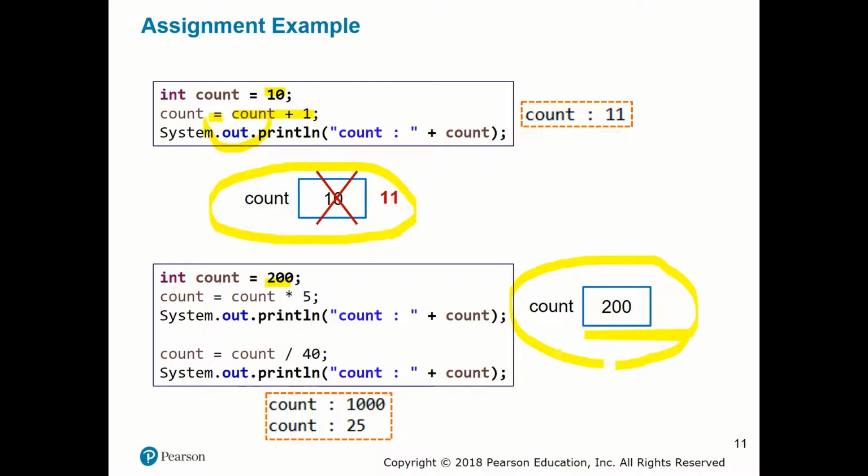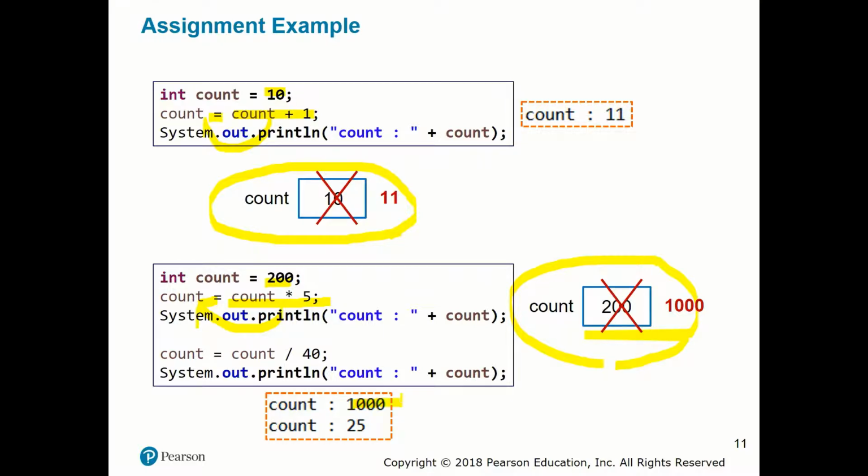Next, the computer multiplies the current count by 5. Then it becomes 1000 and puts it back into count. So now count will have 1000. And 1000 is printed out here.